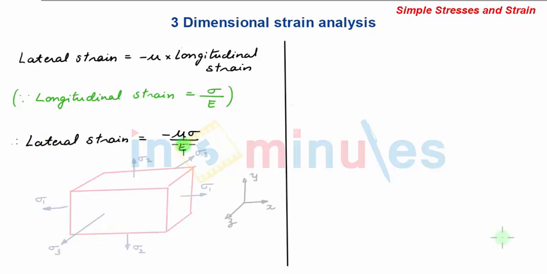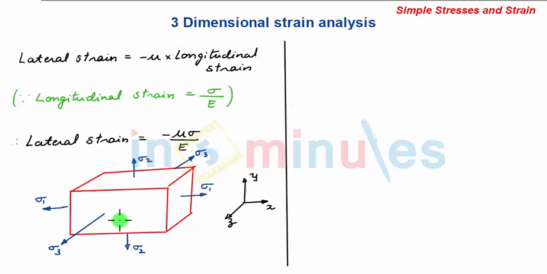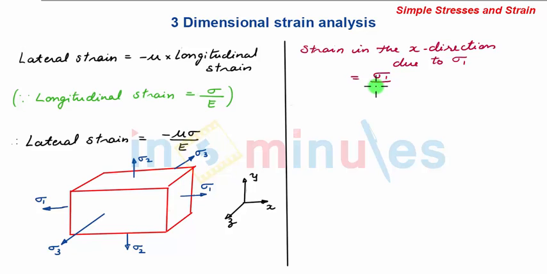Now consider an elemental bar which has been subjected to three-dimensional stresses in the X, Y and Z direction. All the three stresses are tensile stresses. Sigma 1 is a stress in the X direction, sigma 2 is a stress in the Y direction, whereas sigma 3 is a stress in the Z direction. Now, strain in the X direction due to sigma 1 will be given by sigma 1 upon E, and you can see that this strain is longitudinal strain.